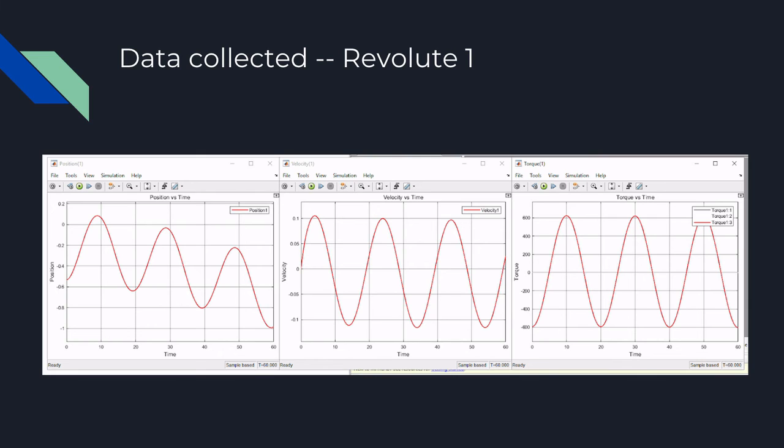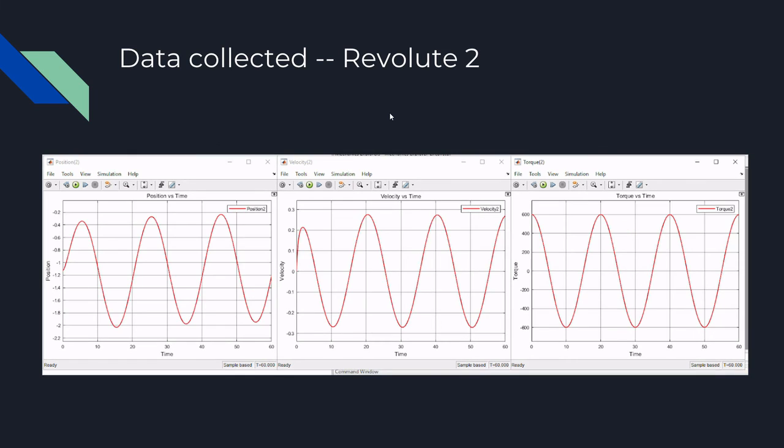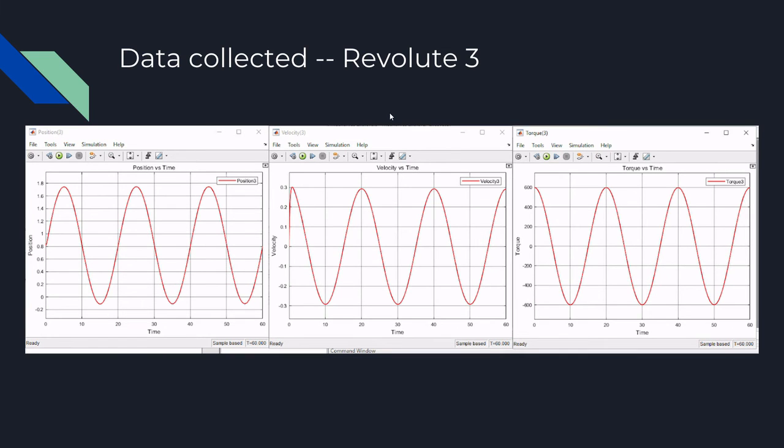So as you can see, throughout Revolute, Revolute 2, and Revolute 3, all of them seem to follow a very consistent path, following the input torque very closely. Again, as I stated before, we are using an AC current so that we could get this variability in the design itself.